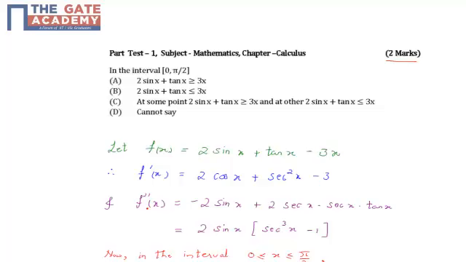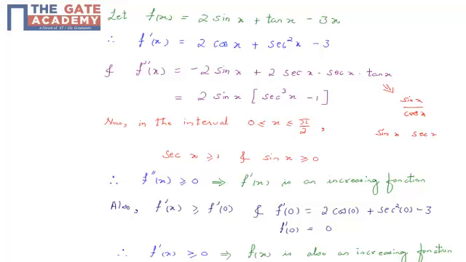Now we again compute the derivative of the first derivative, that is, the second order derivative of the given function. That would be equal to minus 2 sin x plus 2 sec x into tan x. This can be rewritten as 2 sin x into sec cube x minus 1, since tan x can be written as sin x divided by cos x, and 1 over cos x is sec x. Hence we get sin x into sec x.